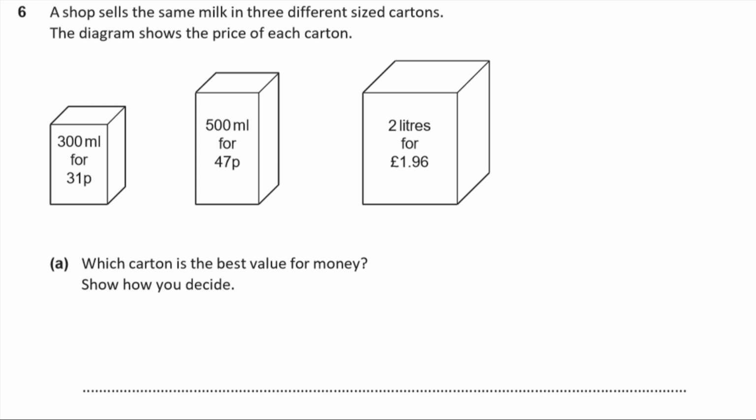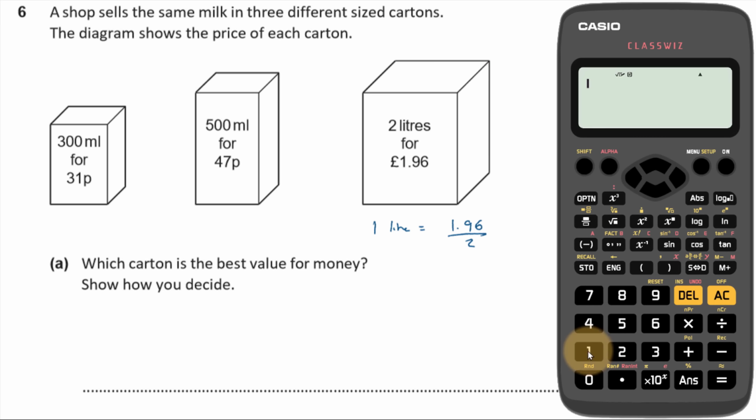So the cost for 1 litre of that then, what is the cost of 1 litre? So 1 litre is going to cost £1.96 divided by 2, isn't it? Because you've got 2 litres in there. So if I divide it by 2, I'll get the cost of 1 litre. So what's 1.96 divided by 2? That costs 98p for 1 litre.